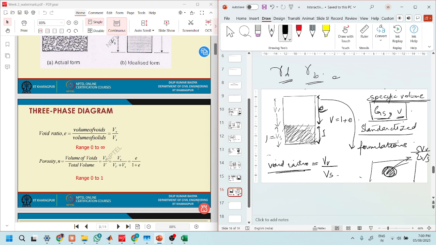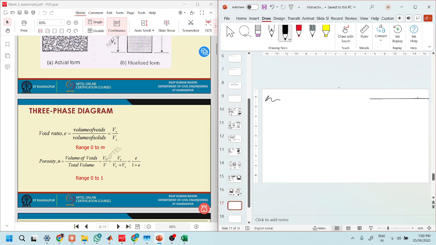When we talk about porosity, we are basically talking about a limited sample. We deal with porosity in the field mostly, and in the lab we talk about void ratio. So e is your void ratio and n is your porosity. We can simply say that n is equal to the volume of voids by volume of solids plus volume of voids, and then we get this formulation.